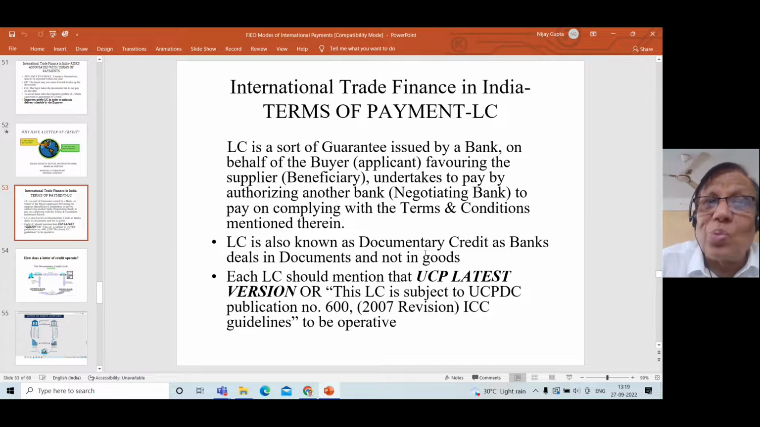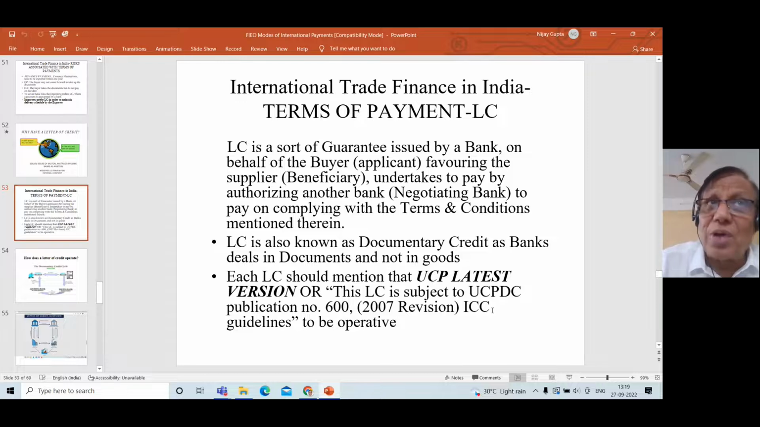LC also deals in documents, also known as documentary credit, because the bank says we deal in documents, not in goods. So if there is an issue between the seller and the buyer, with reference to the quality of goods, wrong delivery of goods, whatever it is, that has to be settled between the seller and the buyer. The bank is not going to get involved. They are only interested in the documents.